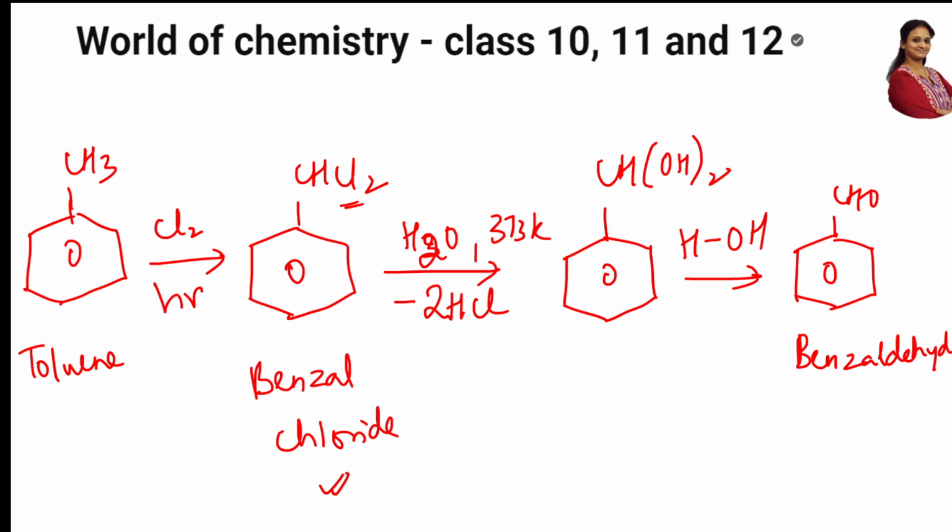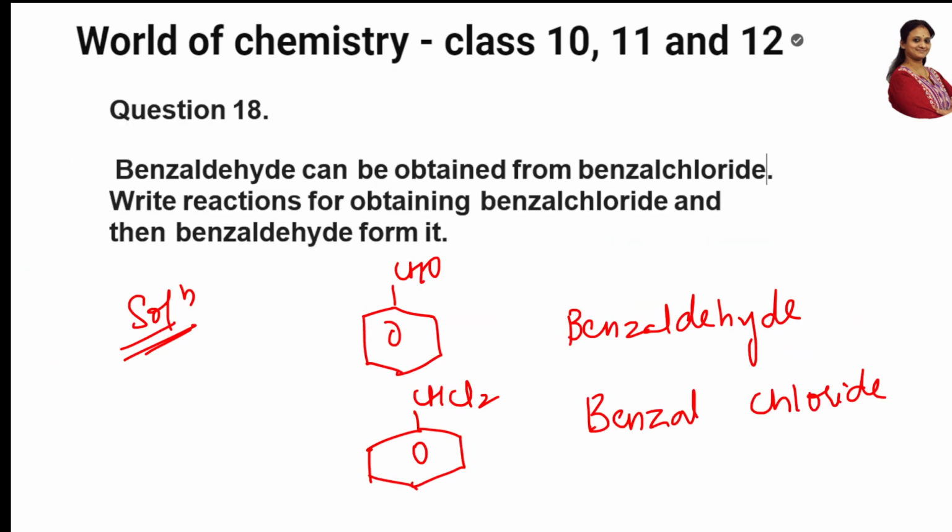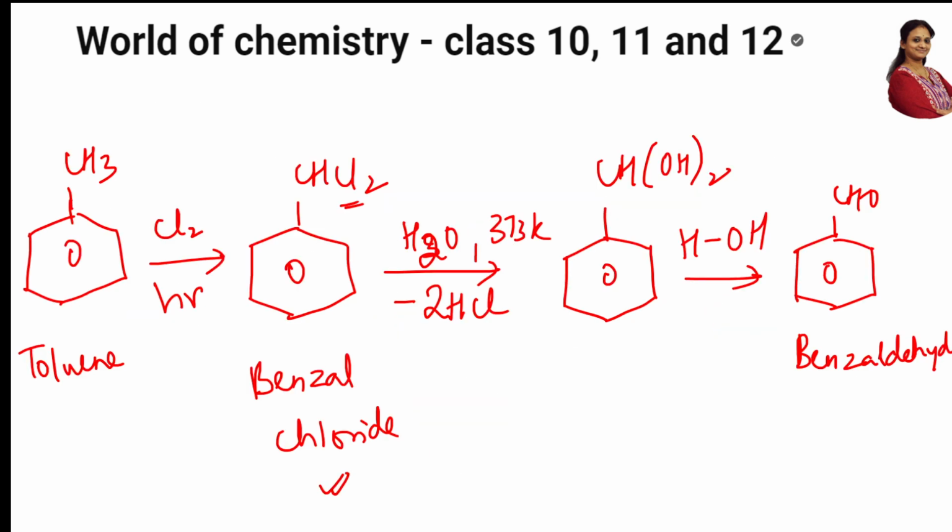Is it easy? Easy. Go back and see, they've asked me all the factors. Can be obtained from benzyl chloride? Yes, I showed them. Write the reactions? Yes, I showed them. Obtaining benzyl chloride and then benzaldehyde, so I have shown both things. So this is the concept, students. Very easy. Let us see the next question.